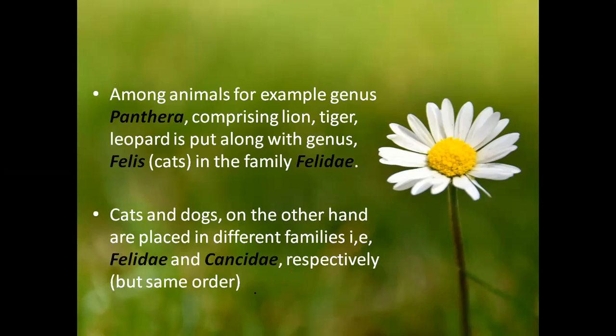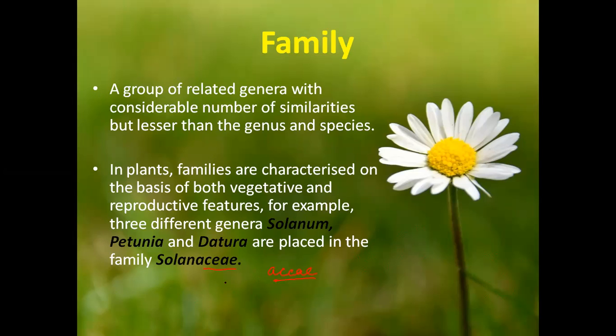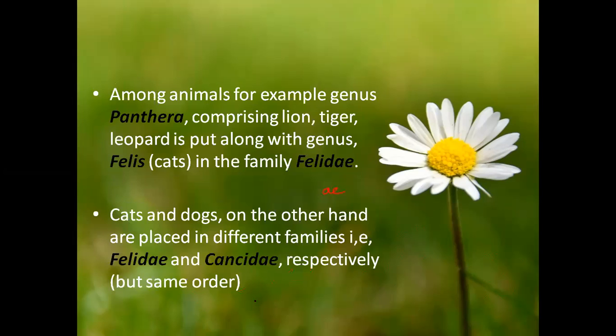Now coming to the next example, animals: for example, the genus Panthera, comprising lion, tiger, leopard, is put along with the genus Felis, cats, in the family Felidae. Here also there is an exception. In animals, the family name usually ends with AE, whereas in plants it always ends with ACEAE.